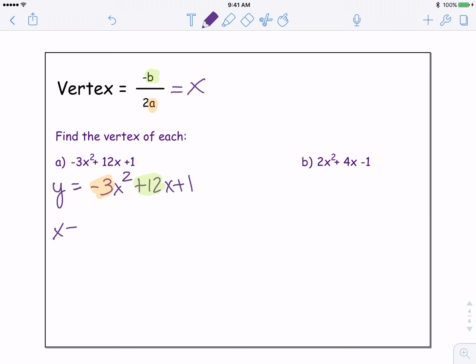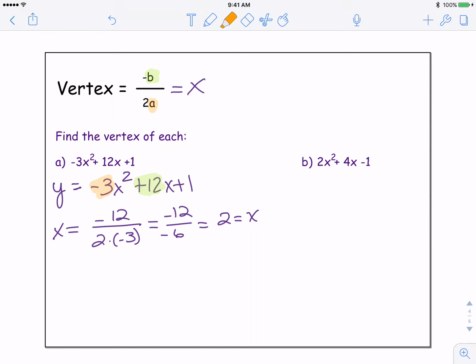So to find the x value of my vertex, I take negative b. My b value in this example is 12. So I have negative 12 over 2 times my a value of negative 3, which would give me negative 12 over negative 6, or negative 12 divided by negative 6 is a positive 2. So this is my x value.